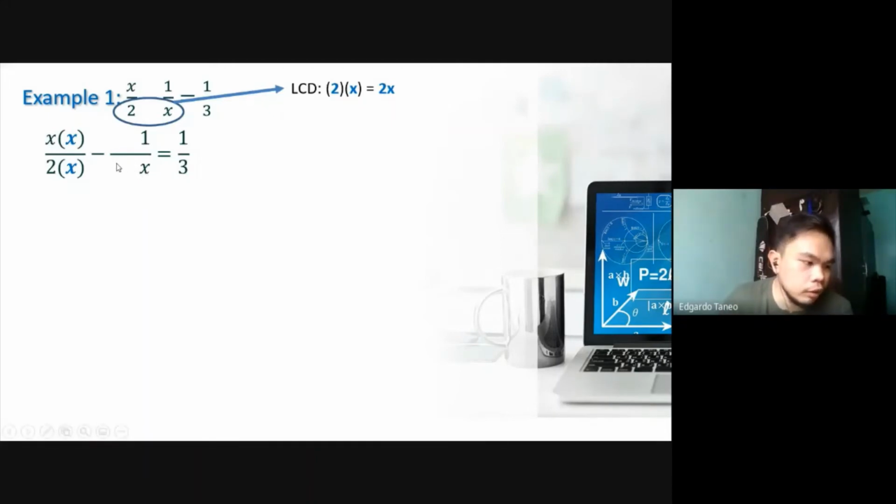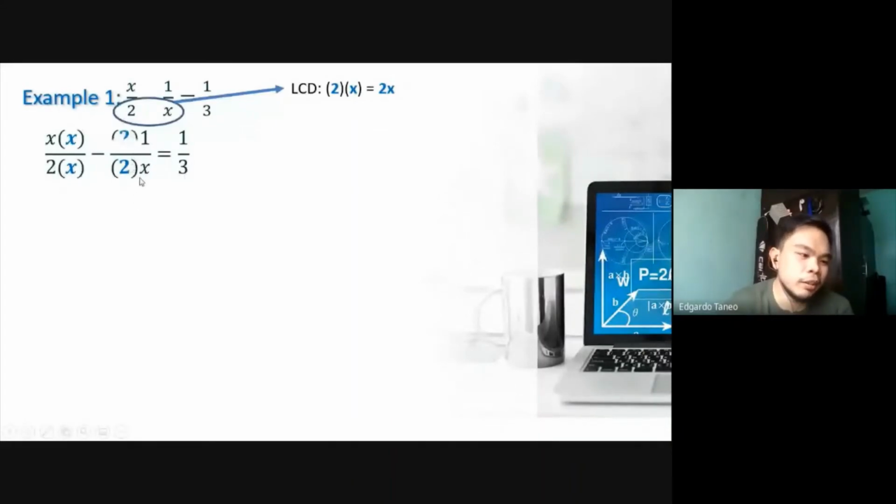Very good. Okay, mabilis mag-type. So the answer is 2. Very good. Nakakatuwa naman kayo. Okay, so since nag-multiply tayo ng 2 dito sa denominator, anong i-multiply natin sa numerator? Okay, very good. So 2 din yon.